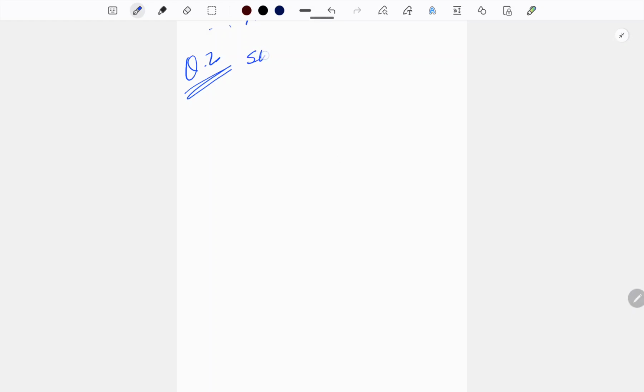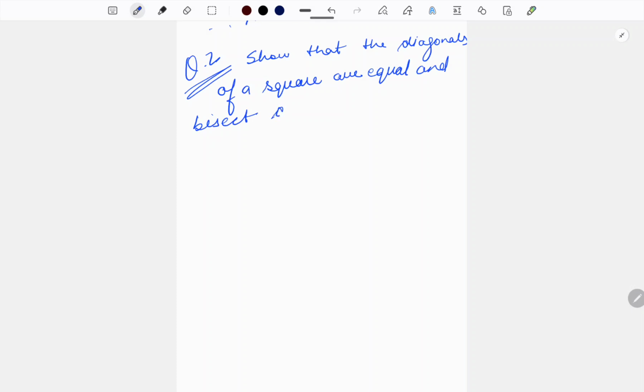The next question says, show that the diagonals of a square are equal and bisect each other at right angles. So this is a very simple question.